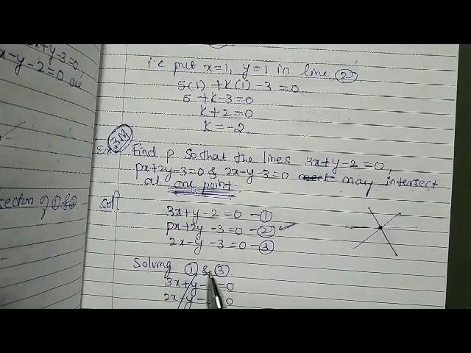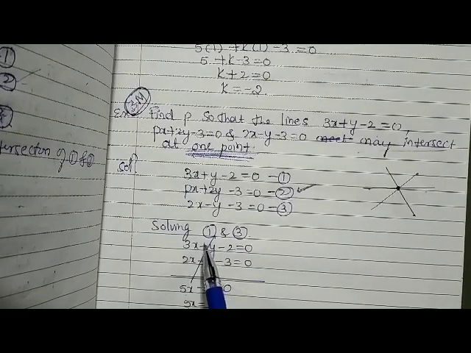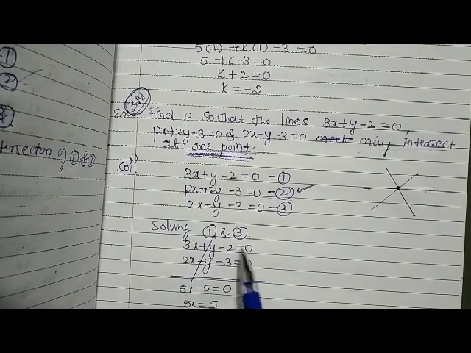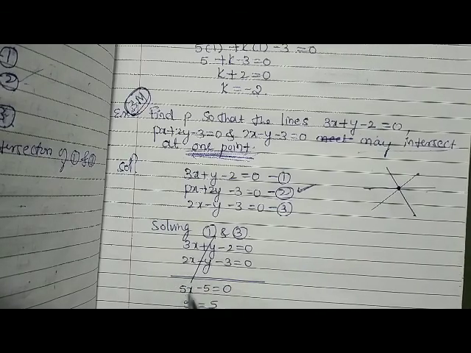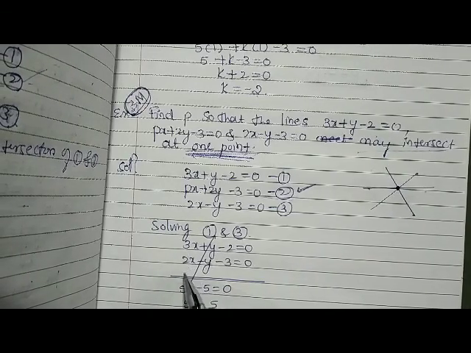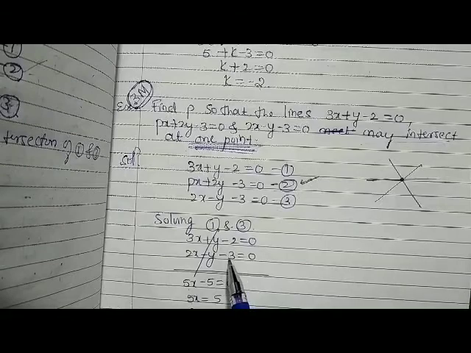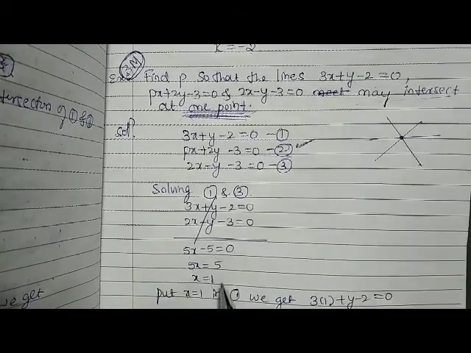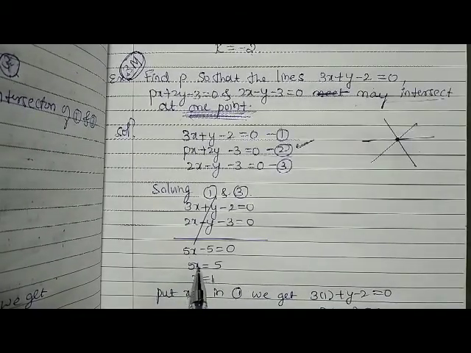So solving 1 and 3. In these equations, we have plus y minus y, so they will get cancelled. 3x plus 2x is 5x. Minus 2 minus 3 is minus 5, which is equal to 0. Therefore, 5x is equal to 5. Therefore, x is equal to 1.